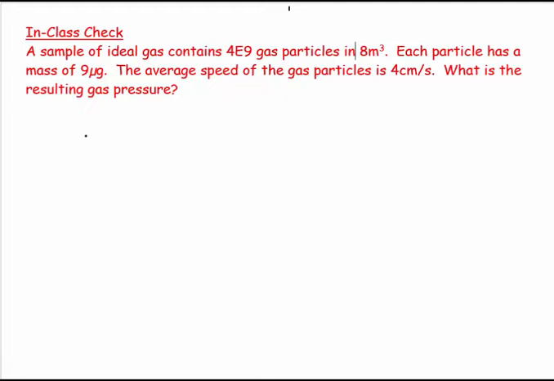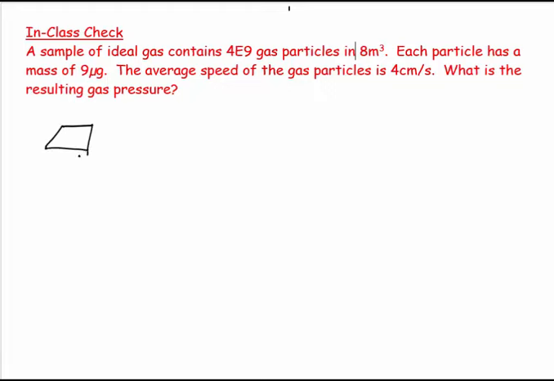Welcome. This question says a sample of ideal gas contains 4e to the 9 gas particles in 8 cubic meters. Each particle has a mass of 9 micrograms. The average speed of the gas particles is 4 centimeters per second, and then what is the resulting gas pressure? So let's visualize it.